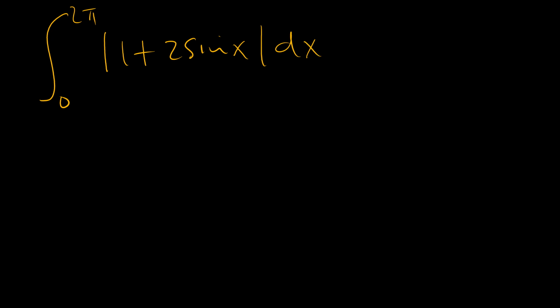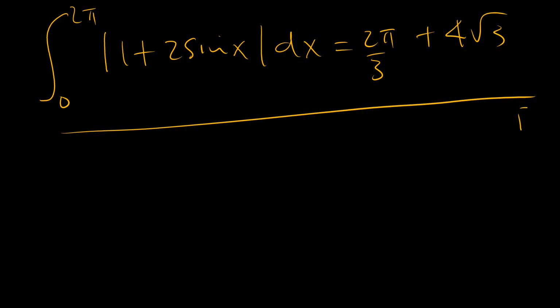So what this is telling us is that our integral from x equals 0 to 2 pi of the absolute value of 1 plus 2 sine x equals 2 pi over 3 plus 4 root 3. So that's one way of looking at it.